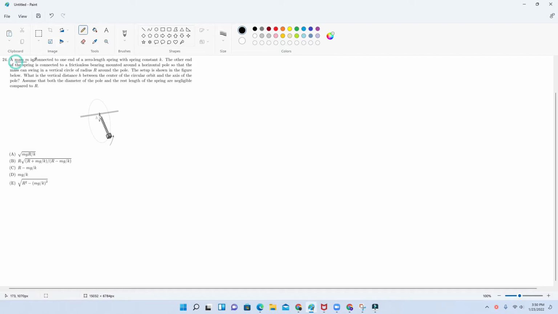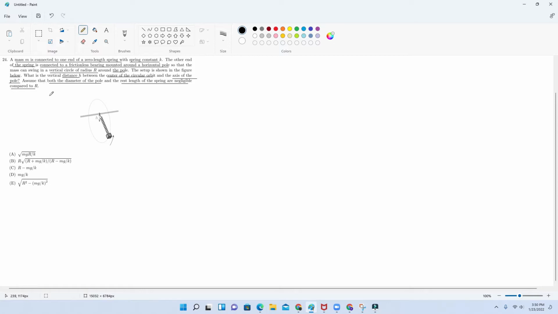A mass M is connected to one end of a zero-length spring with a spring constant K. The other end of the spring is connected to a frictionless bearing mounted around a horizontal pole, so that the mass can swing in a vertical circle of radius r around the pole. The setup is shown in the figure below. What is the vertical distance h between the center of the circular orbit and the axis of the pole? Assume that both the diameter of the pole and the rest length of the spring are negligible compared to r.